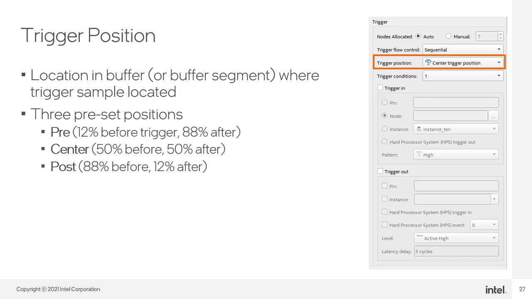Continuing our look at the logic analyzer settings, as mentioned earlier, you can select from 3 default settings for placing the trigger position within a non-segmented buffer, or within each segment of a segmented buffer. The center position provides an equal amount of pre- and post-trigger data, while the pre- and post-trigger positions store 12% of the buffer either before or after the trigger occurs.